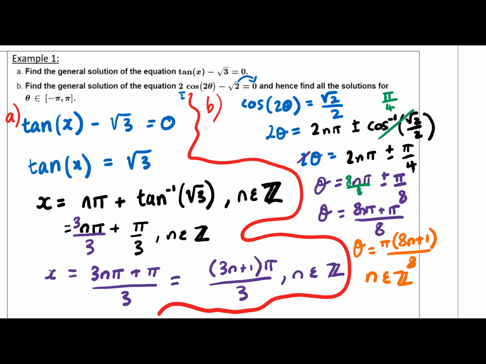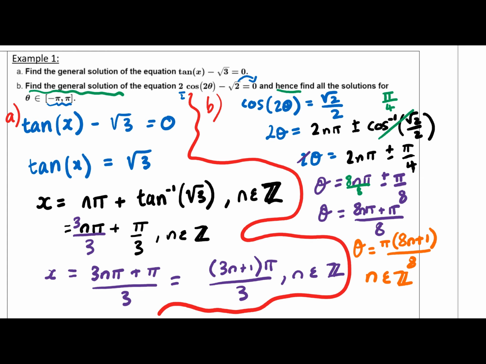Now there's a second part to this. We did have to find the general solution. Then it says, and hence find all solutions between negative pi and pi. So this word hence is really important in our exams because it means that you have to do what it asked you first. You have to find this based on what you did previously. So we had to find this general solution.